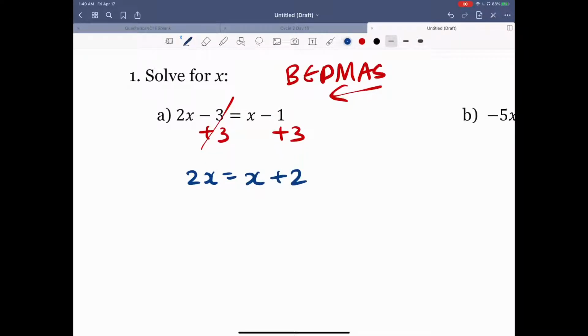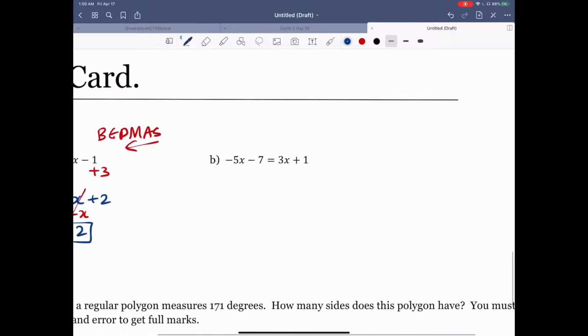At this point, I want to collect all the x's to one side. So I'm going to subtract x from both sides. So I get x is equal to 2. Simple as that. Question B.